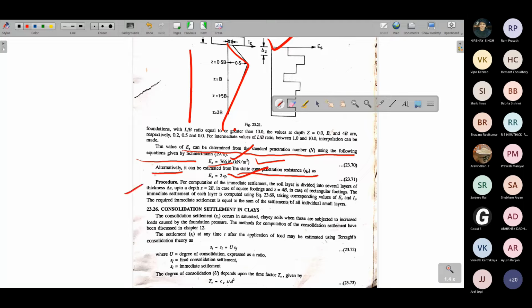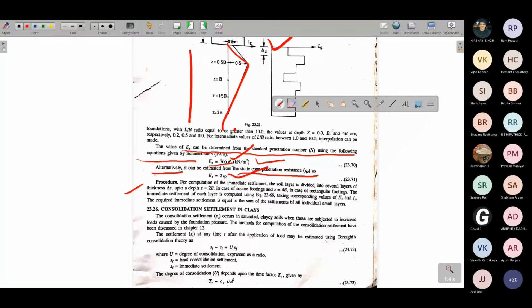Next, coming to the consolidation settlement. What we are seeing is initial settlement, then the consolidation settlement, and final settlement. All three we are going to add. That's what we are studying. Nothing else. Just one reading would be enough to understand this.